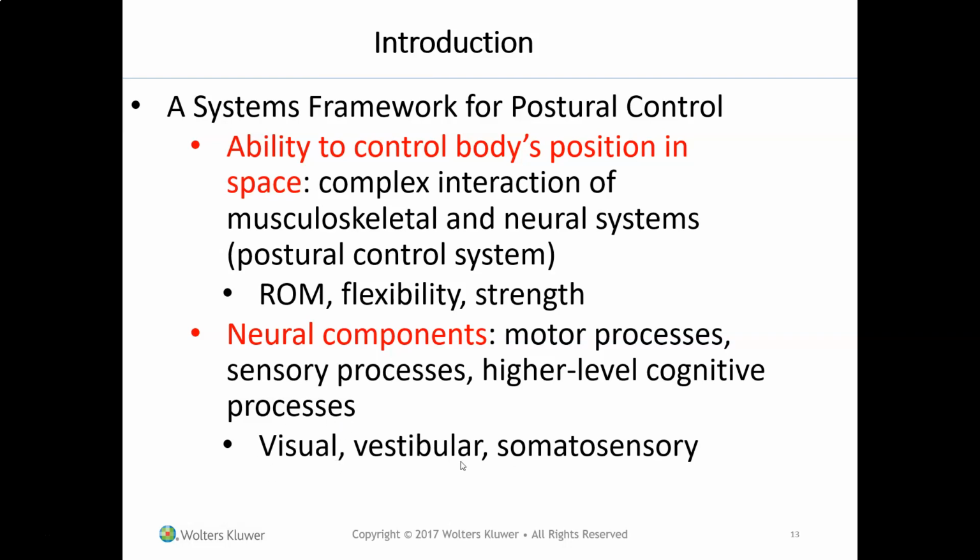So we'll talk about vision, we'll talk about balance, and somatosensory. And these are all neural components. So how do we progress them? All right, and how do we do that? We can take one system out at a time, take them all out, etc., etc.